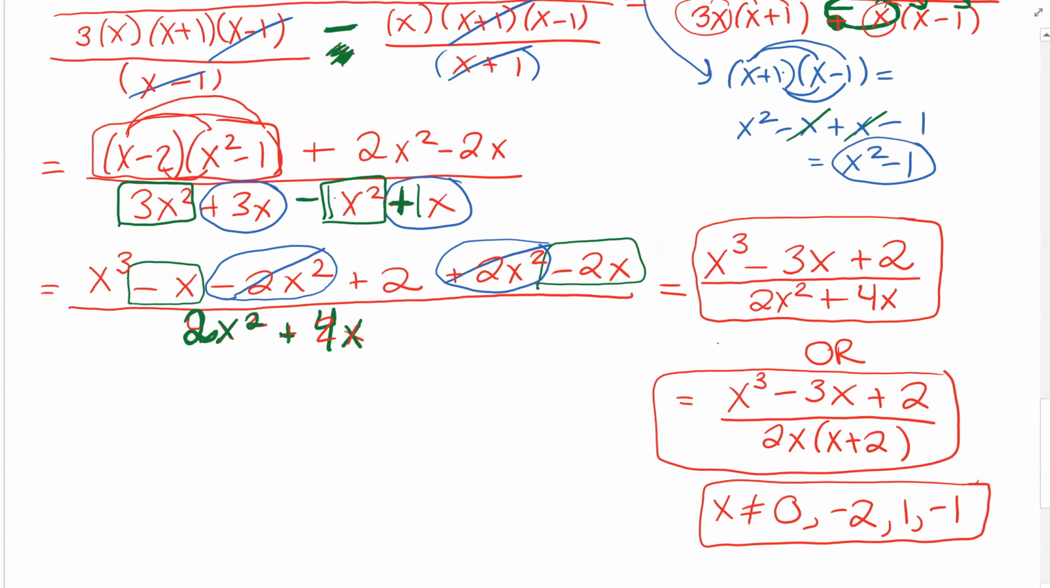So sorry about that mistake. Hopefully you were able to follow through the corrections. And these are our final correct answers here, and these are the excluded values. And I'll see you in class for some practice.